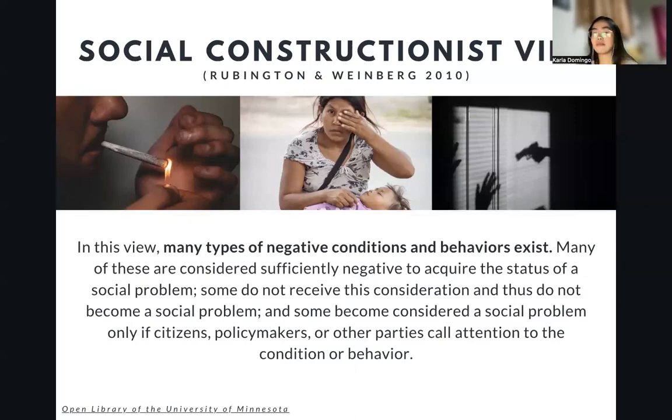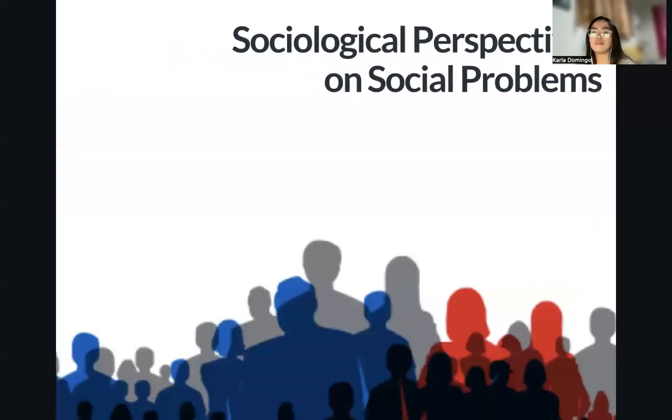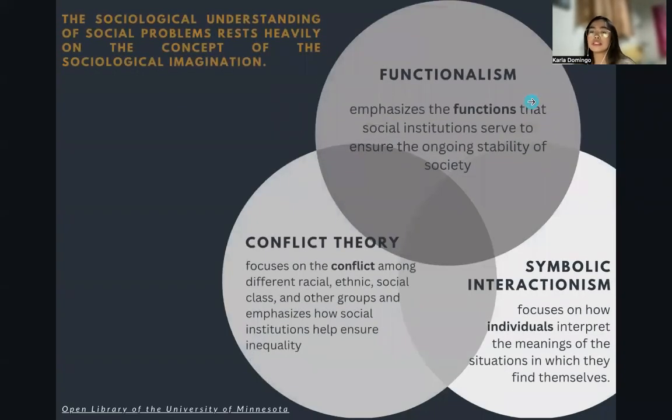All right, next, I'm going to touch on the sociological perspectives on social problems. Here we discover the sociological understanding of social problems that rests heavily on the concept of the sociological imagination. All three here are very self explanatory, and because we have limited time, I won't elaborate as much on them anymore.